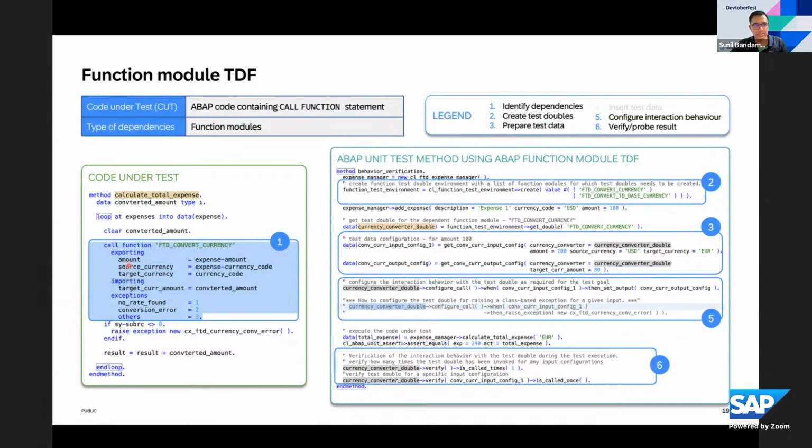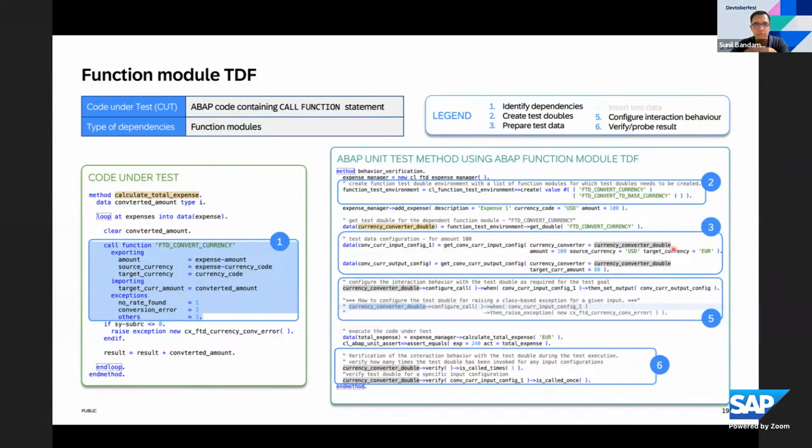Okay, so that means if you have, say, 3 call function statements, then you would have at least 3 configure call statements. And similarly, if the same call function module is being called multiple times, you can also configure the behavior for each call to the same function module separately. So that's what this offers.